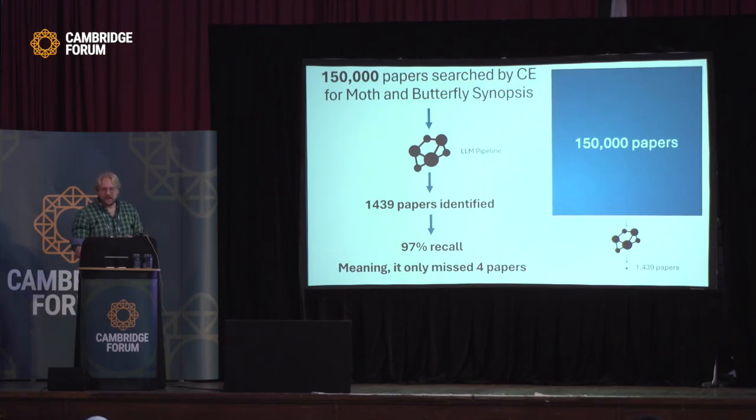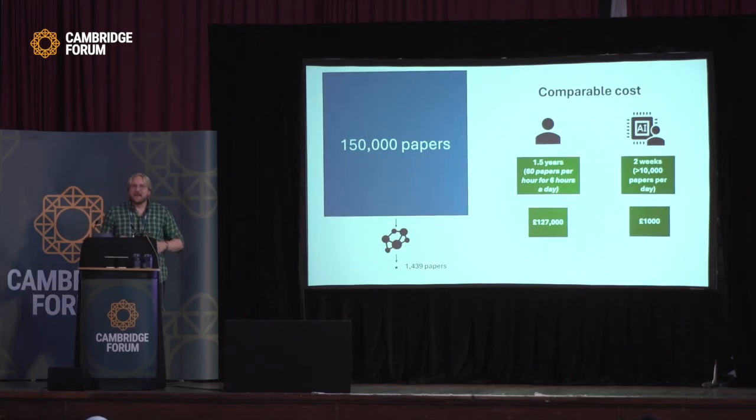The squares are to scale. And we worked out that it would take about 1.5 years if you were reading a paper a minute for 6 hours a day and making accurate decisions all that time to get through 150,000 papers, which would cost us about £127,000 to do. But the AI, our first pass at this pipeline, did it in about 2 weeks and cost us about £1,000.